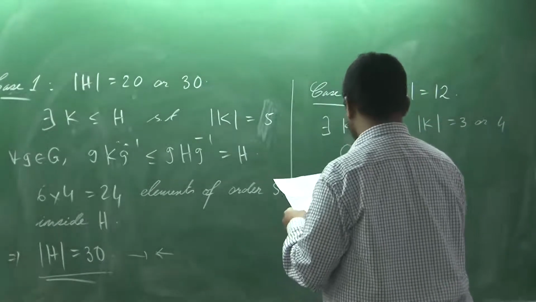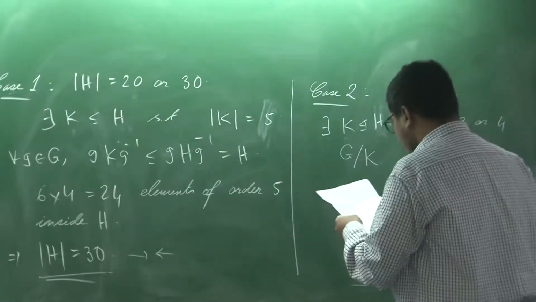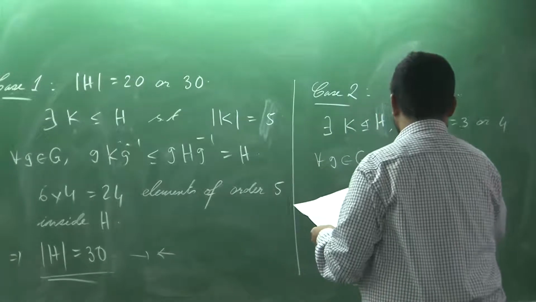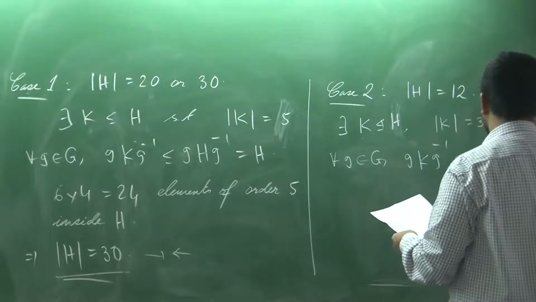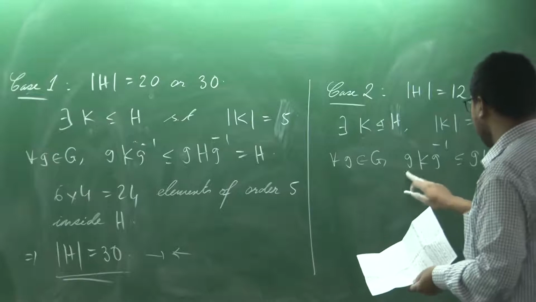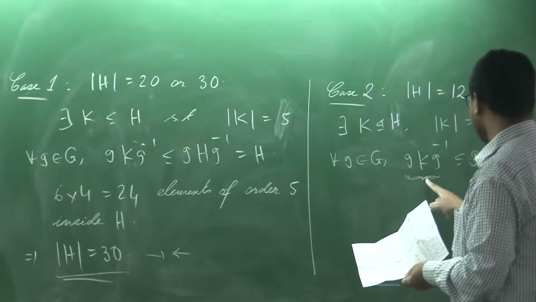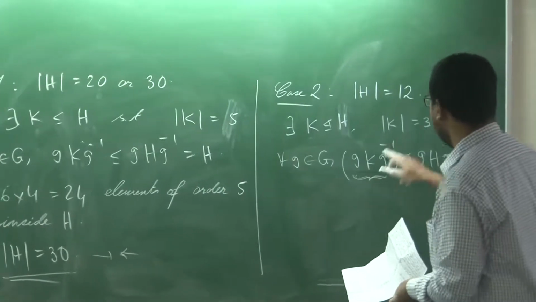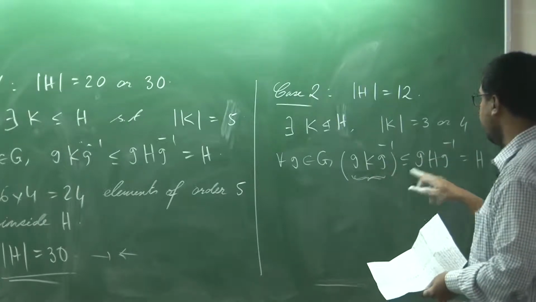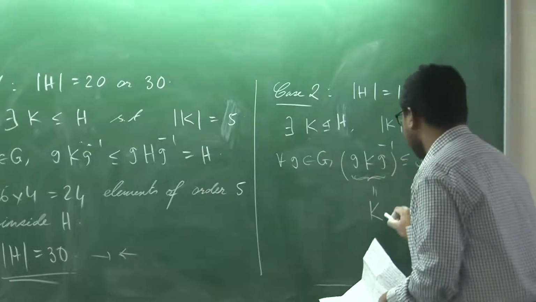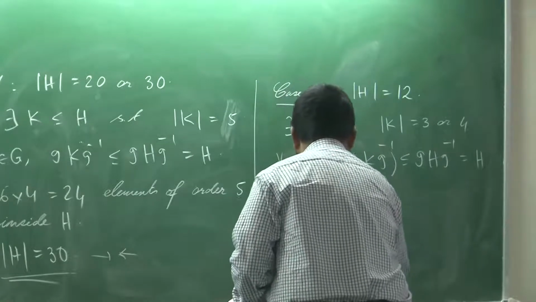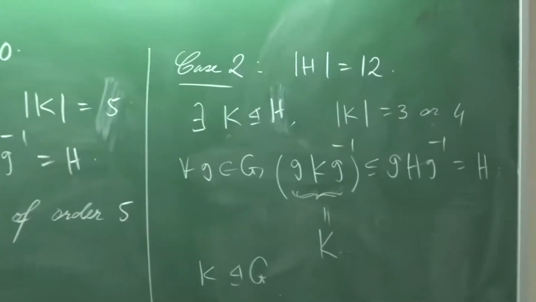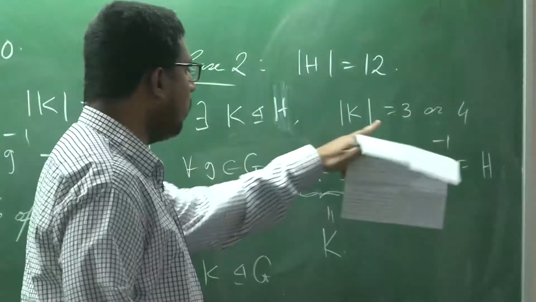Then once this is there, we can talk about G modulo K. It also follows, by the previous logic, that for every g in G, gKg inverse is going to be contained inside gHg inverse, which is H. So gKg inverse is also a Sylow 3 subgroup or Sylow 2 subgroup of H, and inside H it is normal, so it has to be K. So thus K is also normal in G. Let me repeat that: you just take the conjugates, and all of them have to be equal to K, because H has a unique Sylow subgroup of that order.